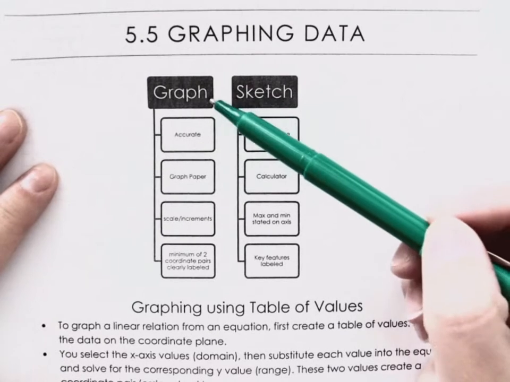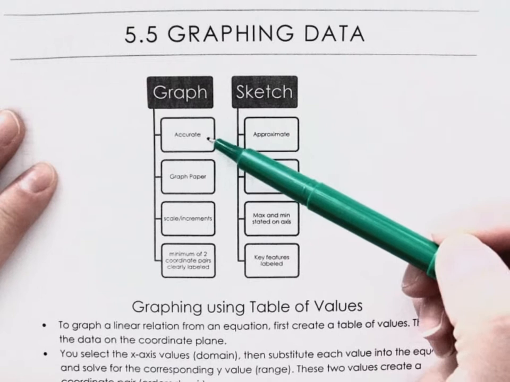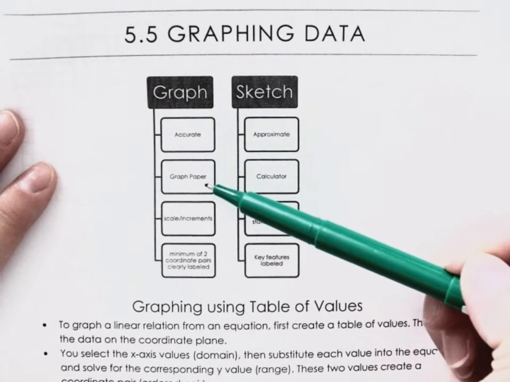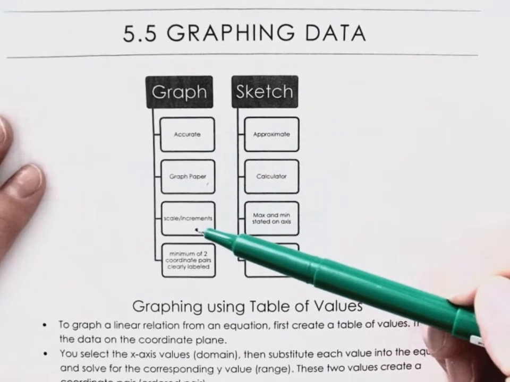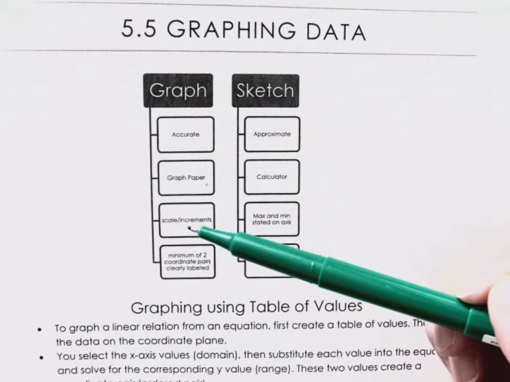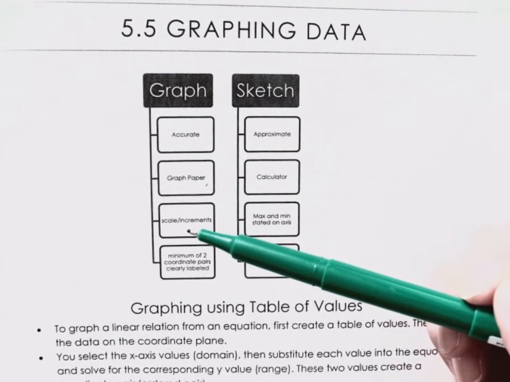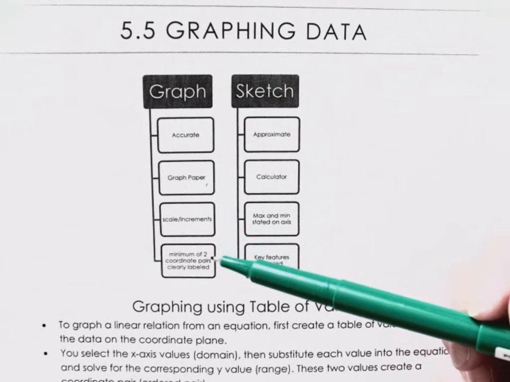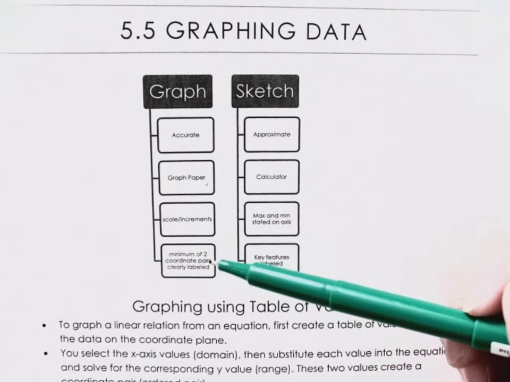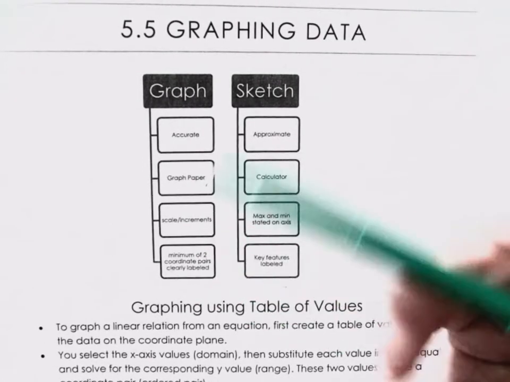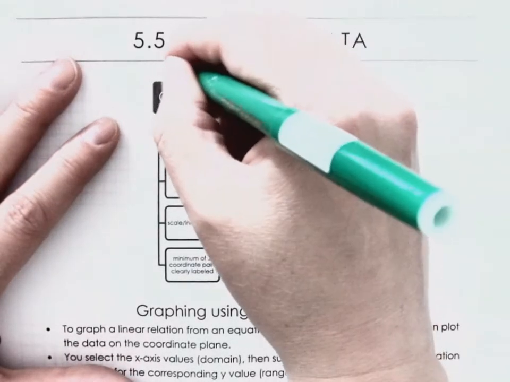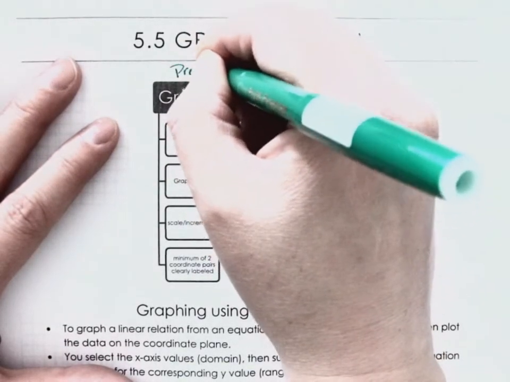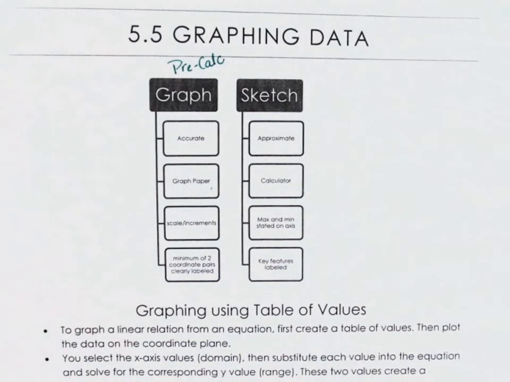So if I'm asking you to graph something, it needs to be accurate. You need to do it on graph paper. You need to have scale and increments. That means that those ticks along your X and Y axis, or your independent and dependent axes, need to be labeled. And you have to have a minimum of 2 coordinate pairs clearly labeled. FYI, this is more of a pre-cal thing. That's what we do a lot in pre-cal.